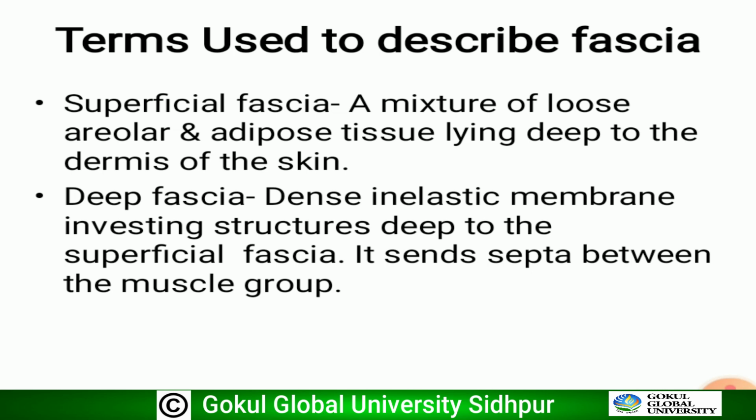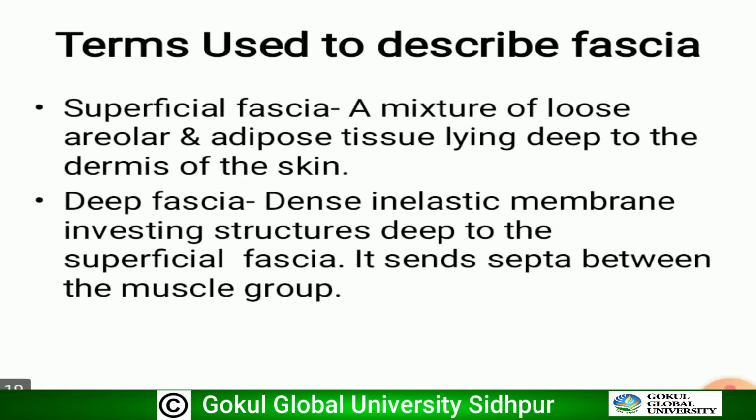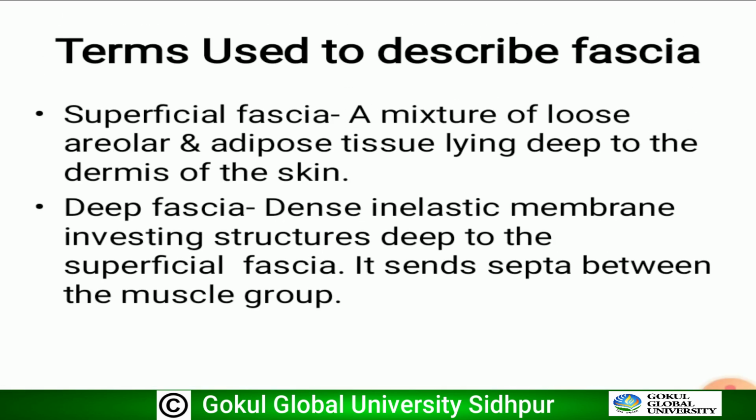Now what is deep fascia? Dense inelastic membrane investing structures deep to the superficial fascia. It sends septa between the muscle groups. So by this deep fascia, in the arm region or forearm region, there are flexor, anterior compartment muscles, or posterior compartment, flexor compartment muscles, then extensor compartment muscles, okay. So in short, fascia forms septa between the muscle groups.